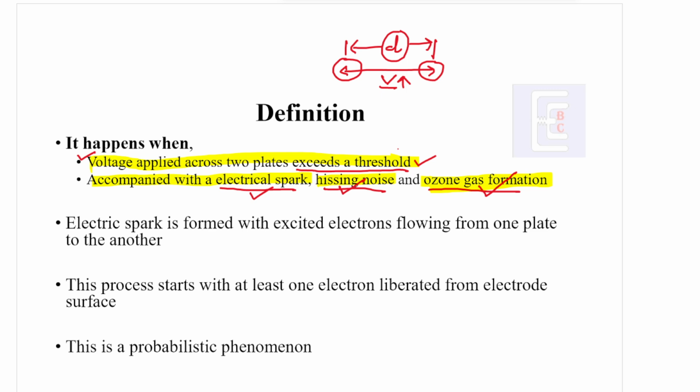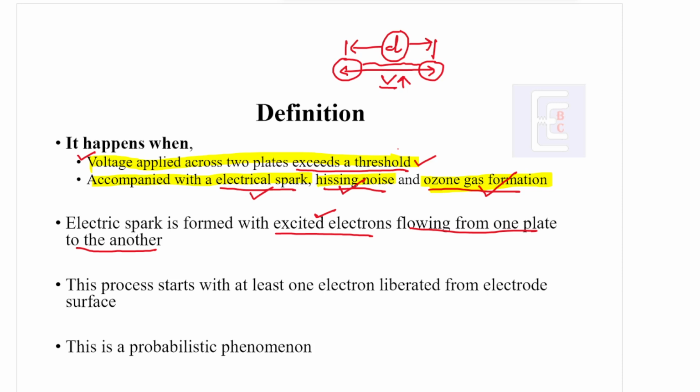Now, why does this electrical spark happen? The electrical spark is formed with excited electrons. This spark can be seen from one electrode to another electrode. Basically, they are the flow of excited electrons. So electrical spark is formed with excited electrons flowing from one plate to another. There is a difference between flow of electrons and flow of excited electrons. Current is a flow of electrons. However, excited electrons are electrons possessing a high amount of energy, and that can be visible as an electrical spark.